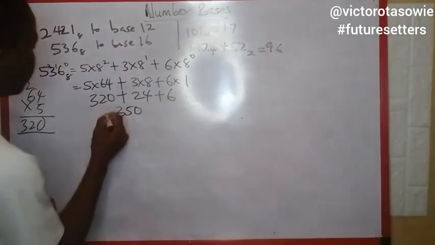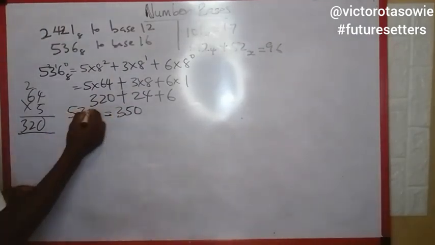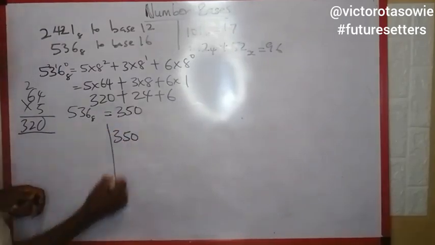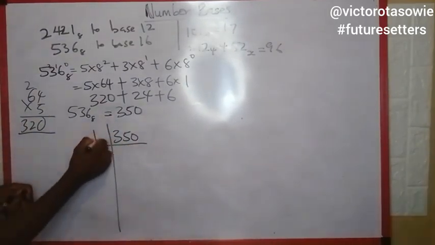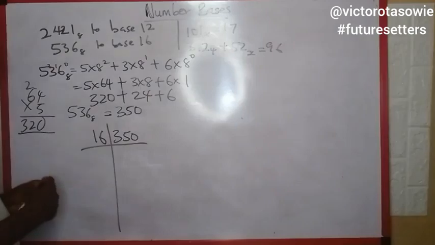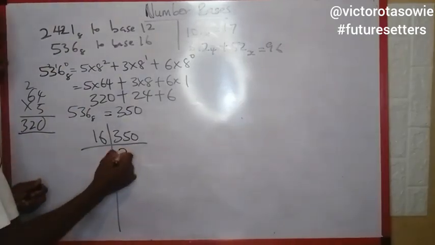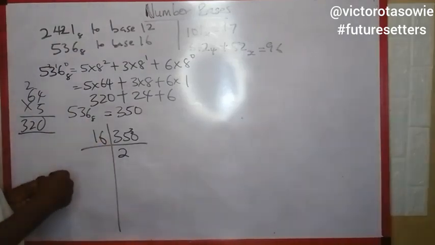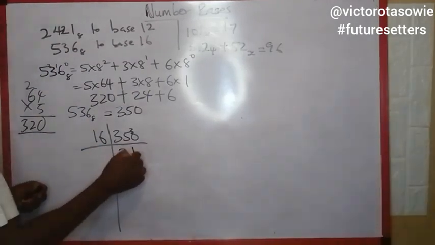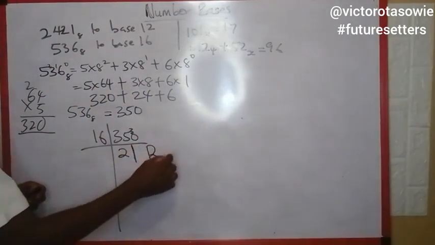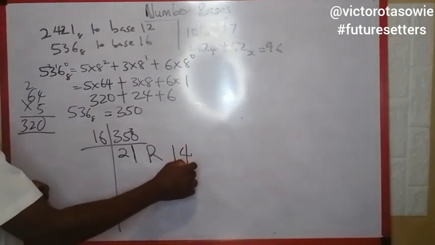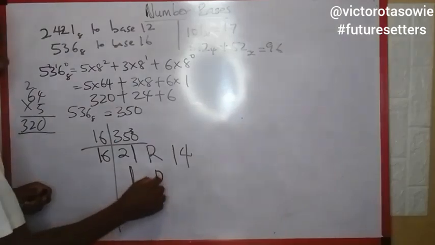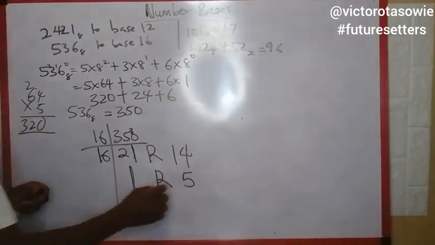So now we have converted it to base 10. We said 536 base 8 is equal to 350 base 10. We are converting it to base 16 now. 16 into 35 is 2, that's 32, remainder 3. 16 into 30 is 1, it can only go once, remainder 14. Then 16 into 21 is 1, remainder 5.